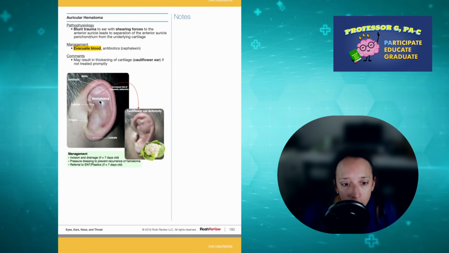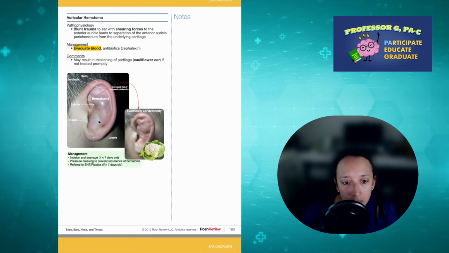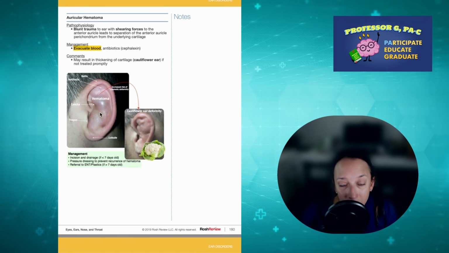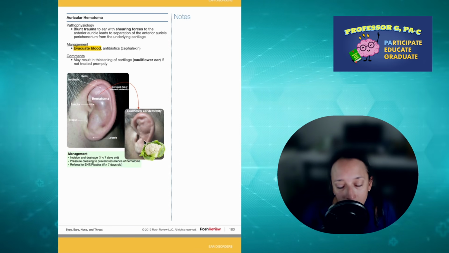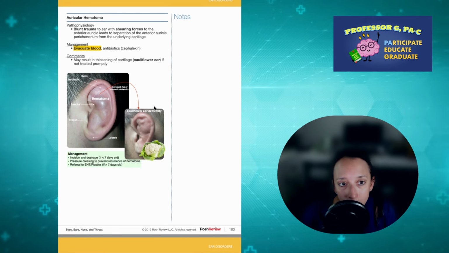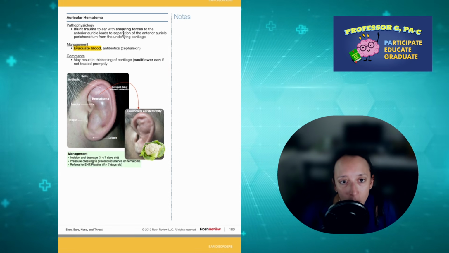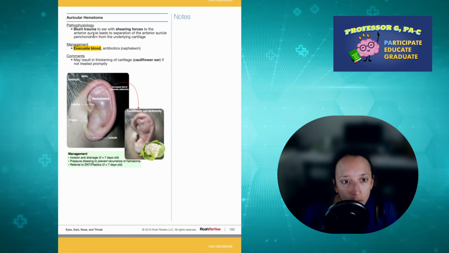An auricular hematoma is blood between the skin of the ear and the cartilage, which can be bad because it can lead to long-term scarring of the ear, hence cauliflower ears we see in wrestlers and other people. So usually caused by blunt trauma, kind of over and over and over again.